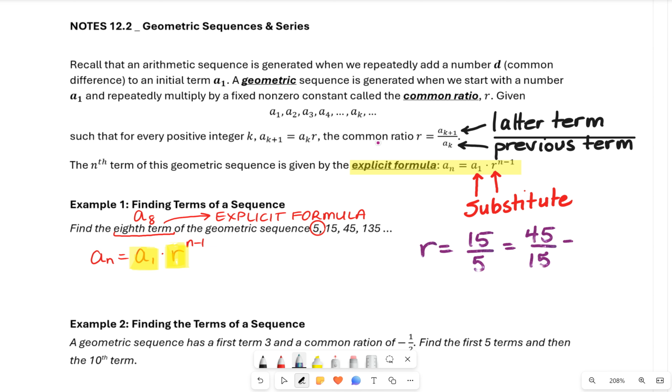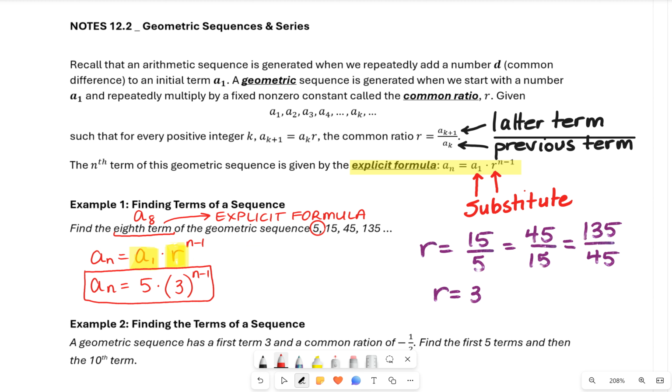You can do that as many times as you want to make sure that every single time it indeed ends up being the same number. In this case, our r value is equal to 3. Every single time it turned out to be 3. So I do have an a1 and an r. My explicit formula is my first term times, and I always put my r in parentheses, raised to the n minus 1 power. That's your explicit formula. Let me box that in a little bit better.